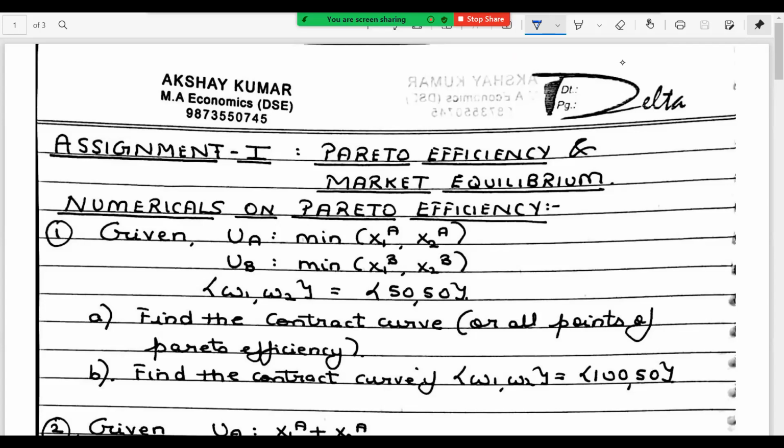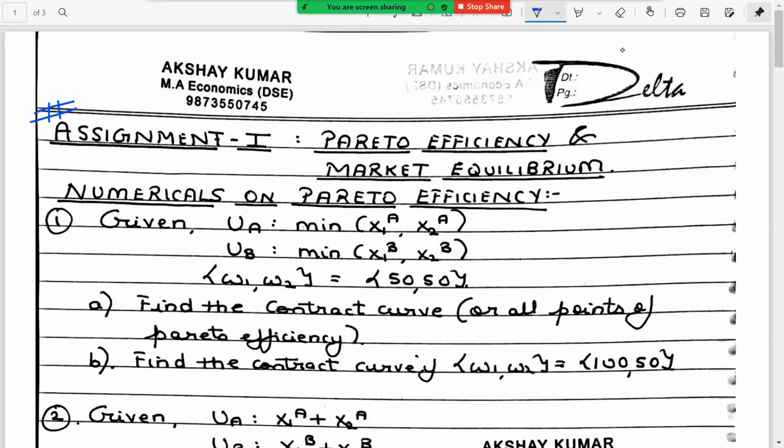Okay, I hope I'm audible to all students who are attending this lecture of Intermediate Microeconomics Part 2. We intend to discuss some of the questions in this lecture from assignment 1 based on the concept of Pareto efficiency and market equilibrium. Okay, so let's look at a few practice questions from this particular assignment.